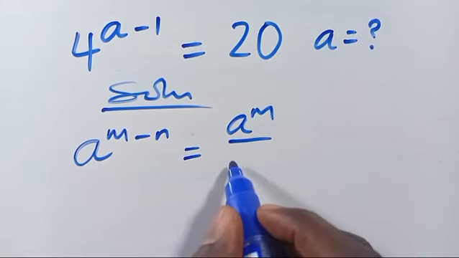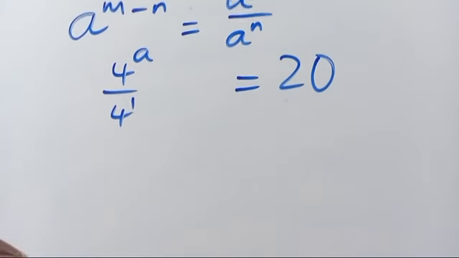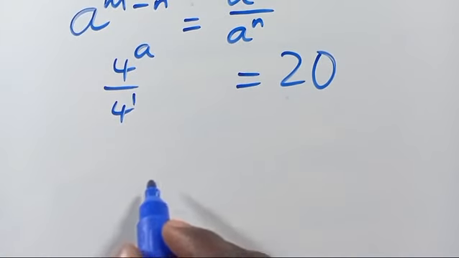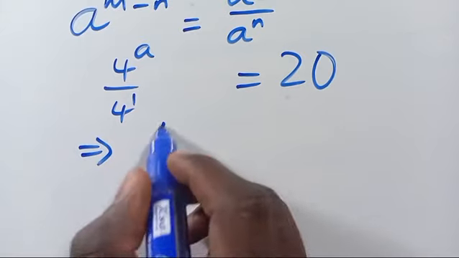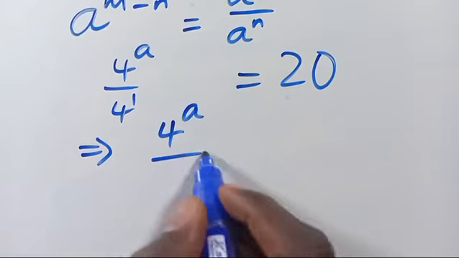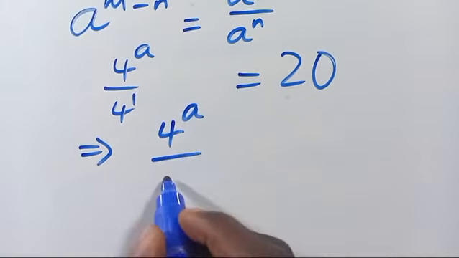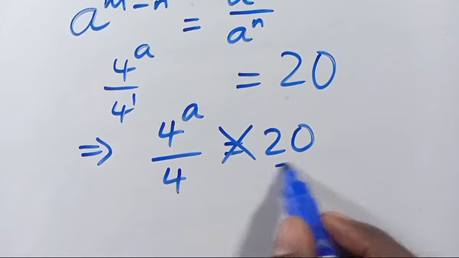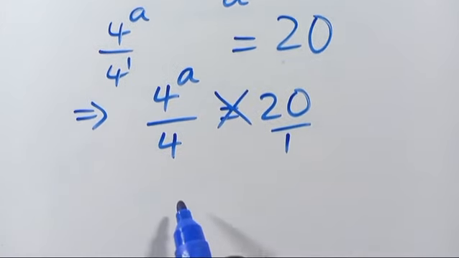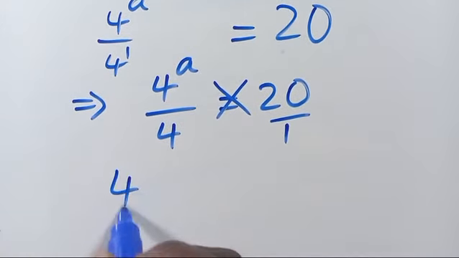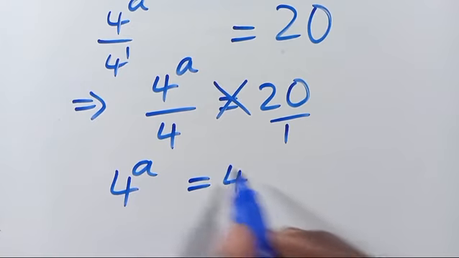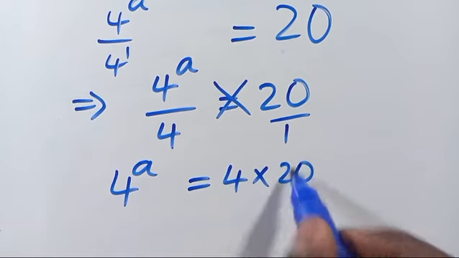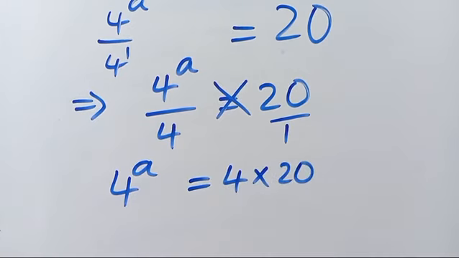then equals 20. From here, we have 4 to the power of a divided by 4 to the power of 1, which gives us 4, equals 20. Let's cross multiply, dividing this by 1. So here we have 4 to the power of a times 1, which gives us 4 to the power of a equals 4 times 20. But let's put them in parentheses.